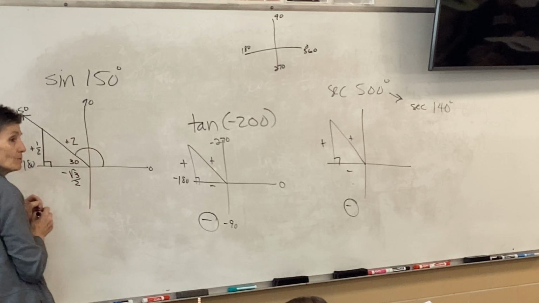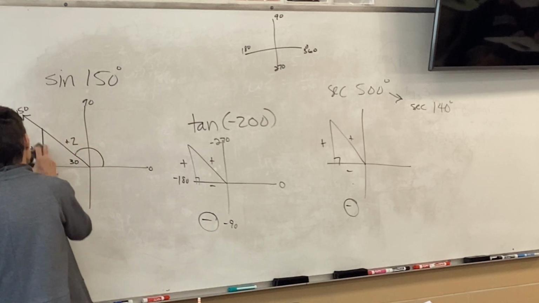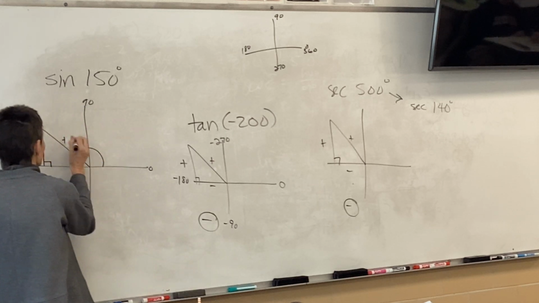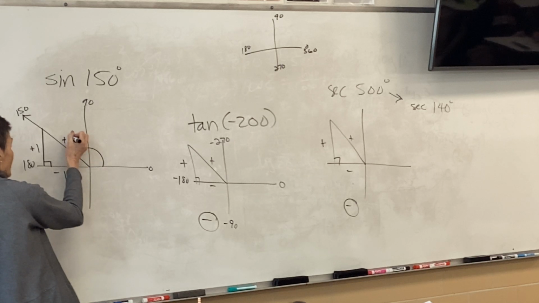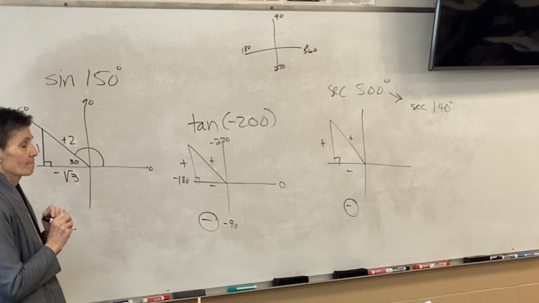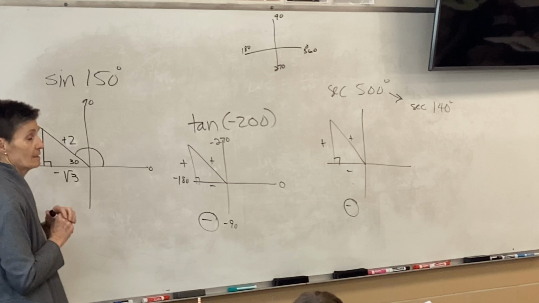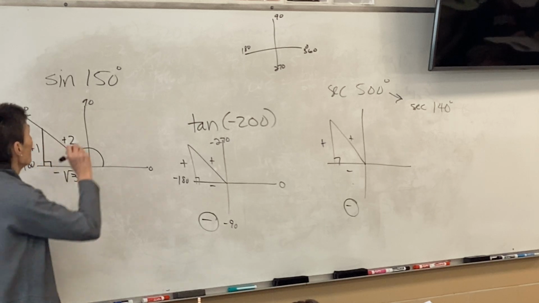And the hypotenuse is, oh wait, I'm sorry. I'm reducing them and I shouldn't be. So this is 1, this is negative √3, and this is 2. And I want the sine. So the sine is 1/2.